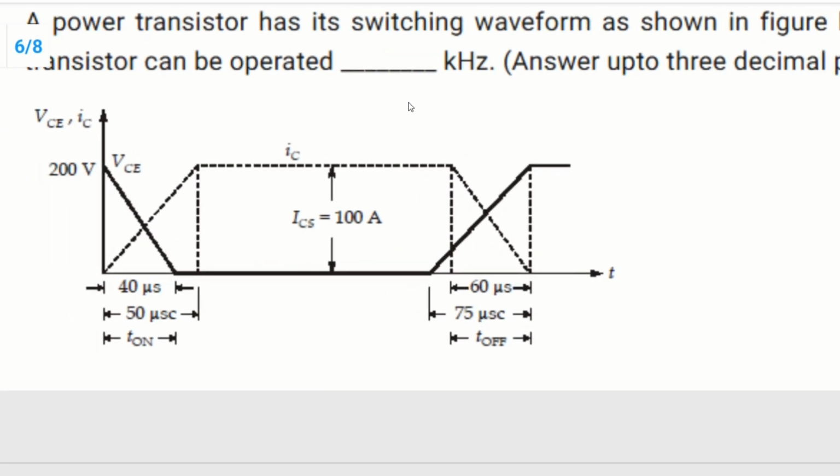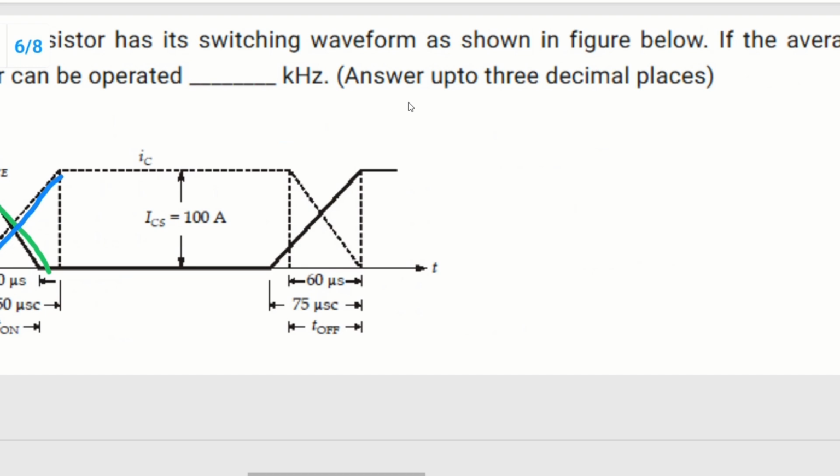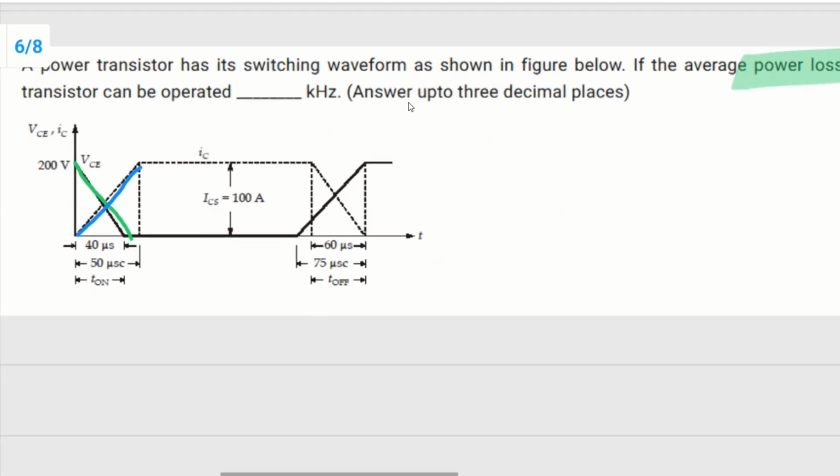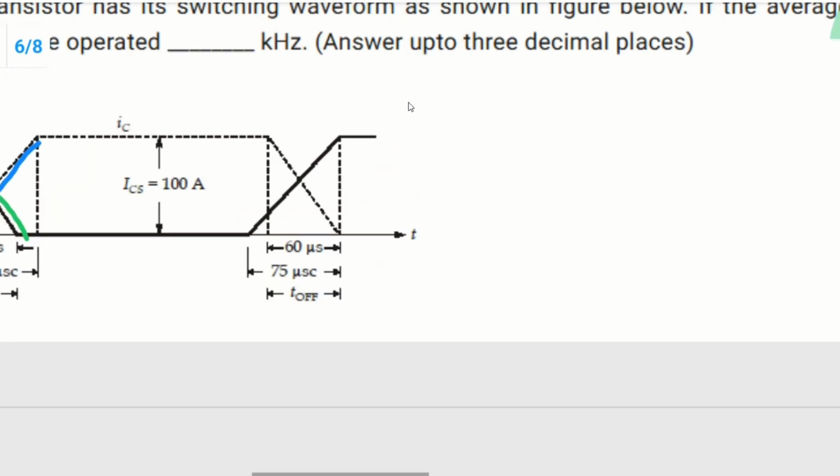As you can see here, when turning on, the voltage is decreasing and the current is increasing, but the rate at which they decrease and increase is different. The time for the voltage to decrease is 40 microseconds and for the current to increase is 50 microseconds, and T on is given as 40 microseconds. Same goes for T off. In these types of questions, we have to derive the equations. First of all, let's try to find the equations of voltage and current.